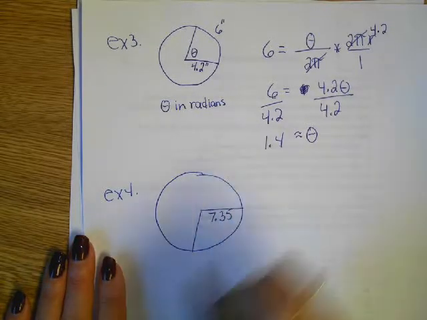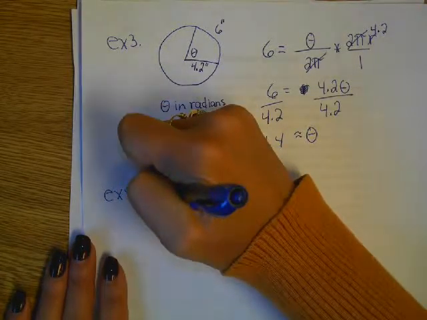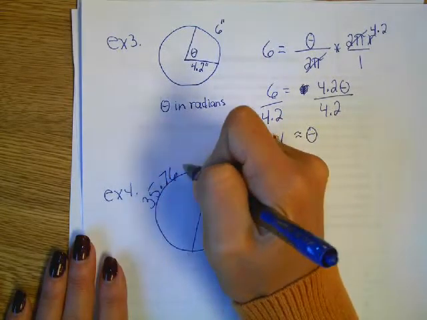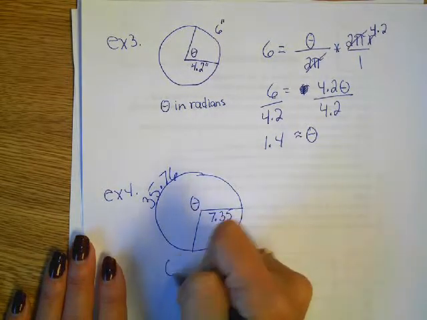7.35 is the radius. Arc length is going to be 35.76. I'd like the angle in degrees.